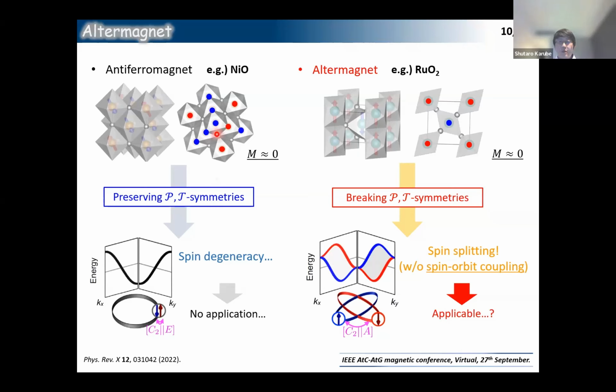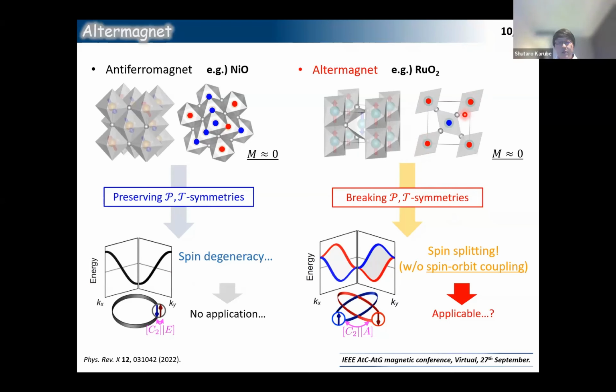First, let's consider a typical antiferromagnetic material for comparison. Nickel oxide is a well-known antiferromagnet with a rock-salt crystal structure, as shown here. The rock-salt has a high crystal symmetry, preserving both parity and time reversal symmetry. Consequently, there is a spin degeneracy in the electronic band structure, making it unsuitable for practical applications. However, even within the category of antiferromagnetic materials, some have a lower crystal symmetry. This is where altermagnets come into play, with ruthenium dioxide having a rutile structure as a prototype.